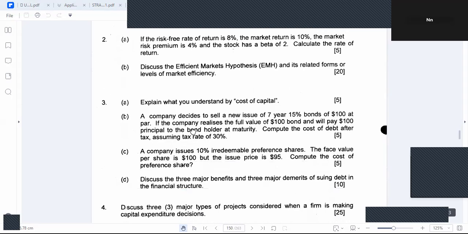I'm assuming you already know it. I want you to participate. What are the 3 major projects that are considered when a firm is making capital expenditure decisions? I'm not sure. I didn't really get the chance to go through this.